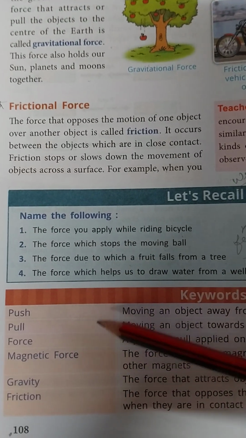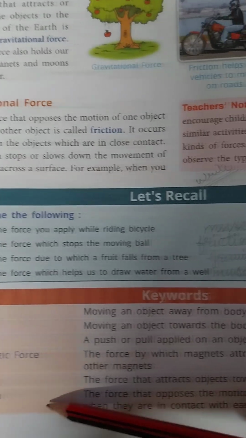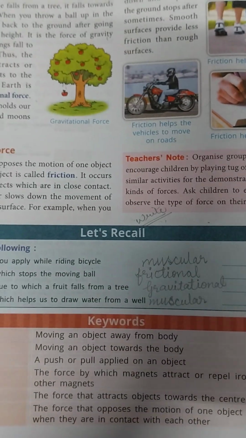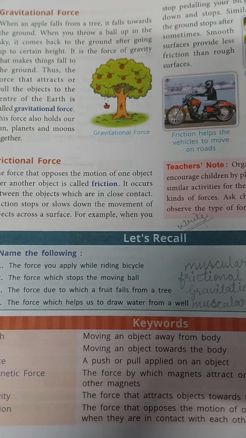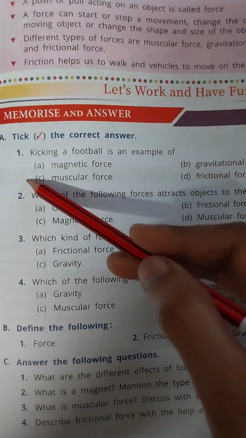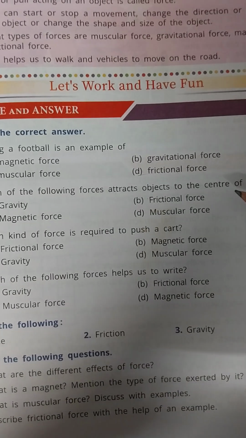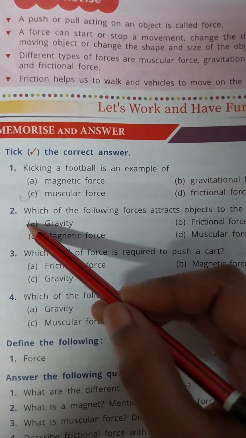There are some keywords: push, pull, force, magnetic force, gravity, and friction. You need to learn these from here. Now let me ask you some more questions. Kicking a football is an example of? Muscular force. Which of the following forces attracts objects to the center of the earth? Gravitational force. So this is gravity, we'll say.